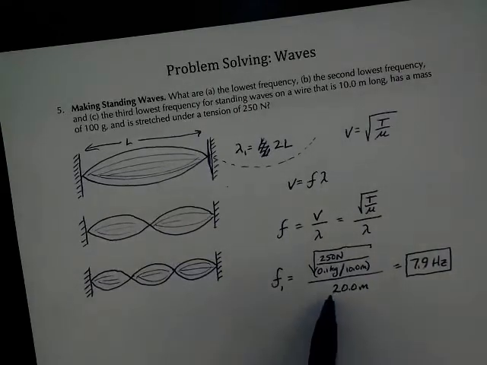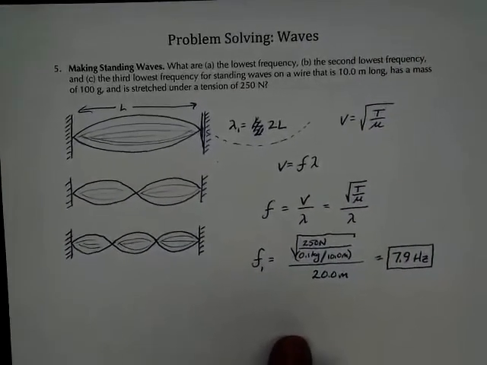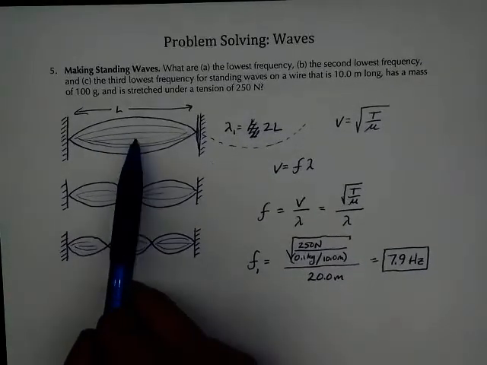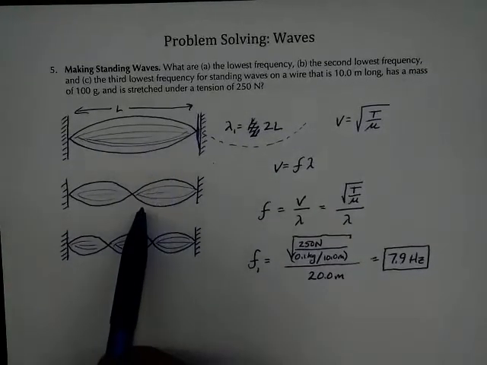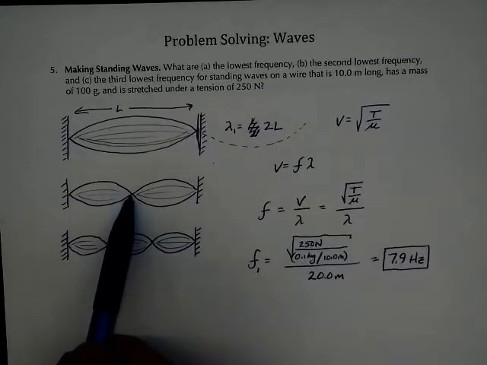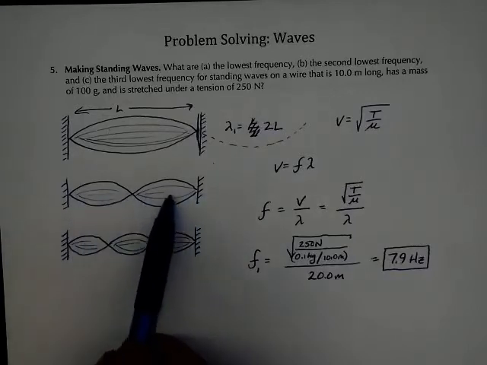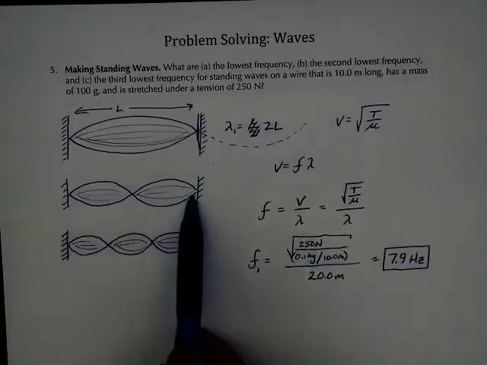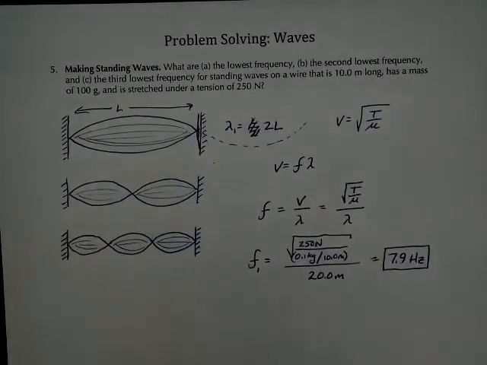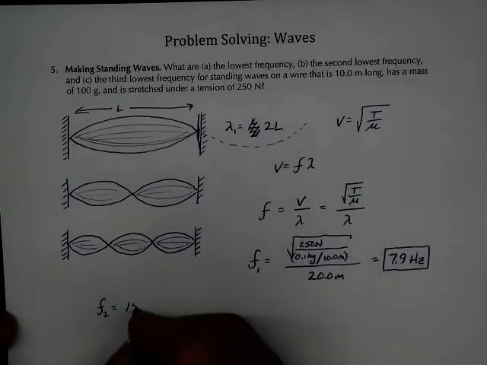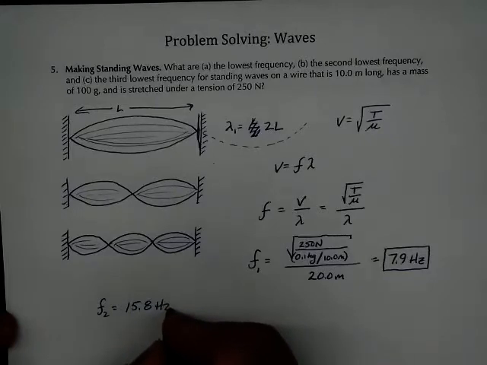Now you can actually repeat this calculation each time if you want to, but it's easier if you realize the pattern that emerges here. This is the lowest frequency, and to produce the second lowest frequency with the node in the middle, the wavelength is now equal to the full length of the gap rather than twice the length of the gap. So the wavelength's been cut in half. That means the frequency is doubled, and the frequency of mode 2 is going to be twice what it was here, or 15.8 hertz.